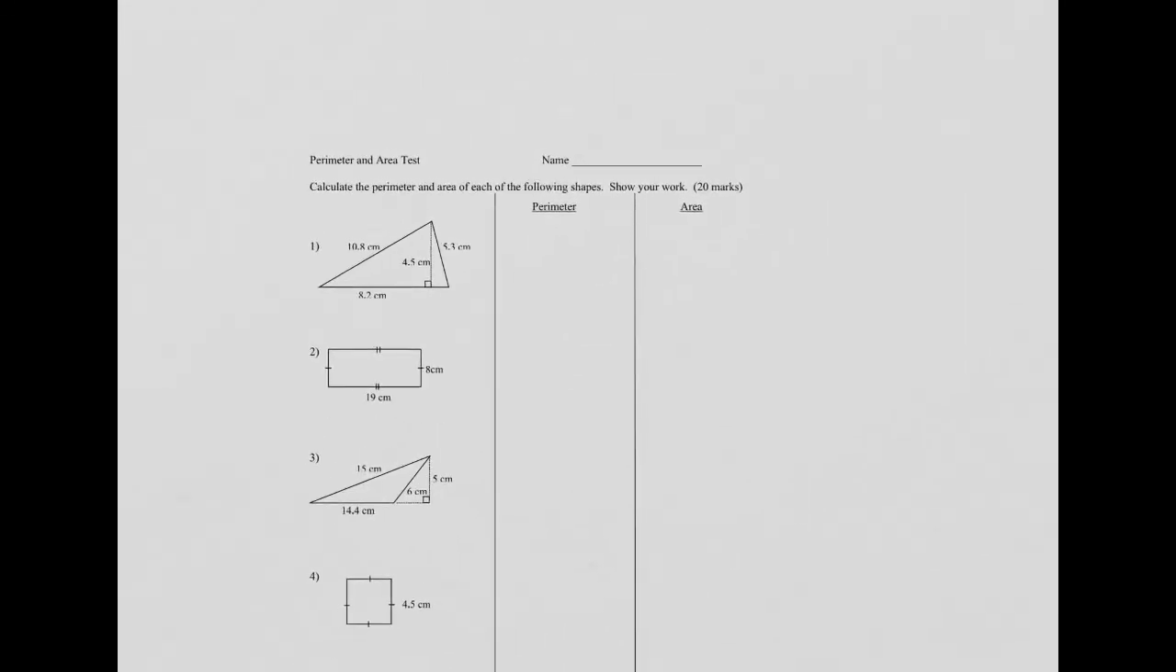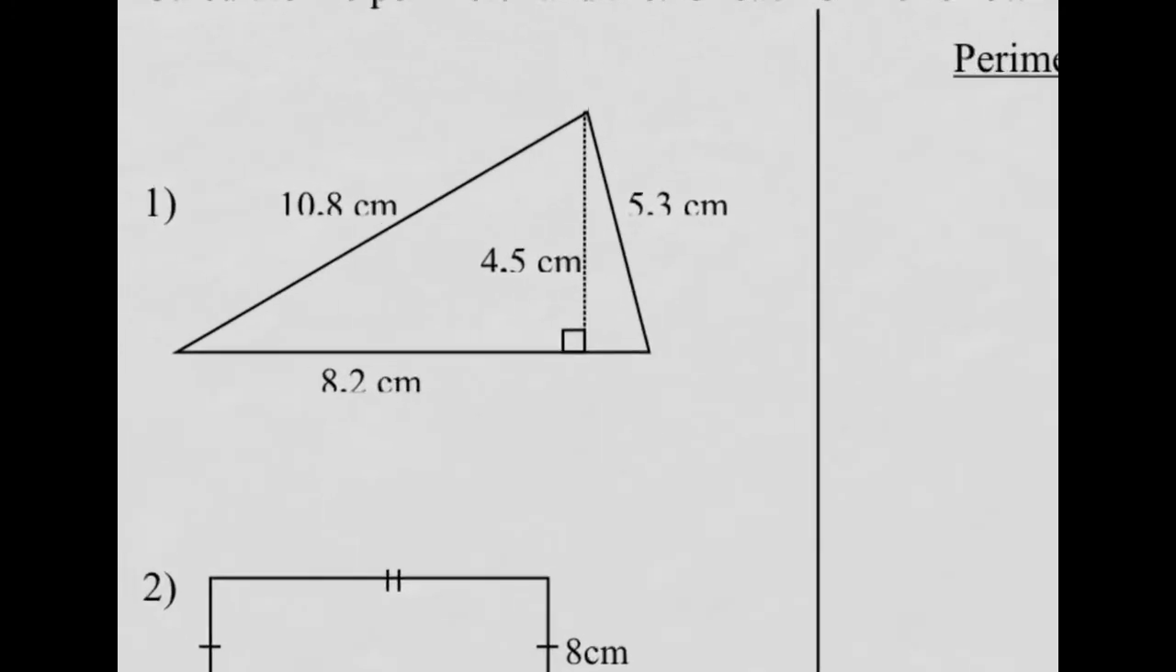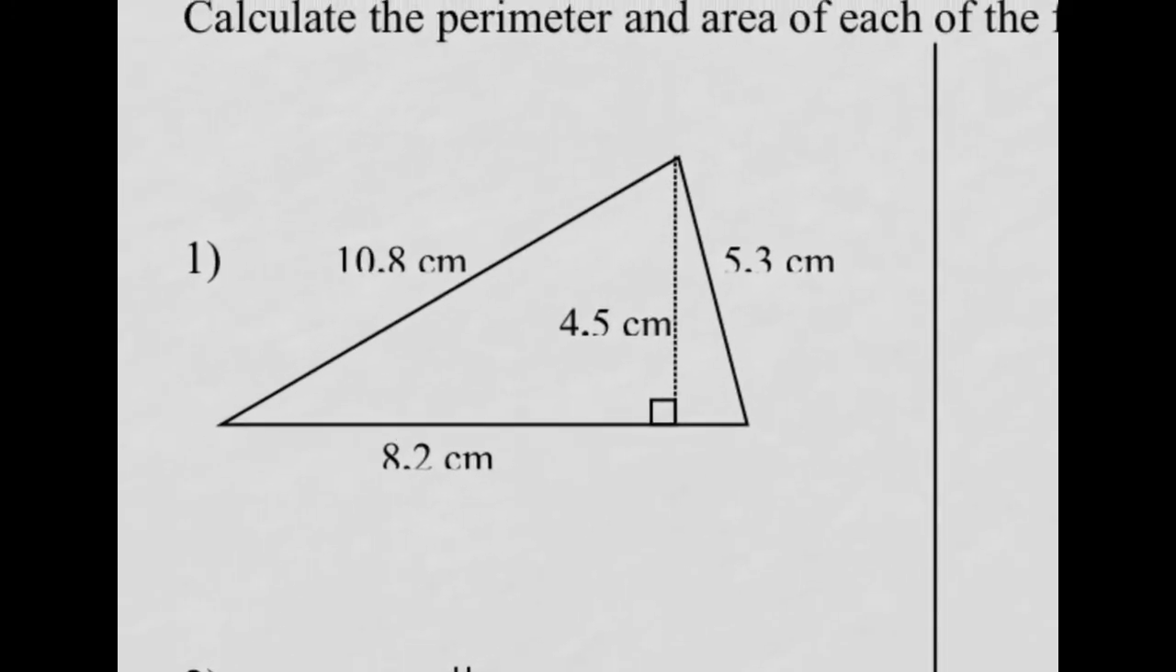Now, I just want to talk about a couple questions in particular here. So I want to look at number 1. Whenever I have a dotted line like this one, that dotted line is not part of the shape. It's an imaginary line that represents the height of the object. So this line is a dotted line. It is not part of the object. It represents the height of the object.